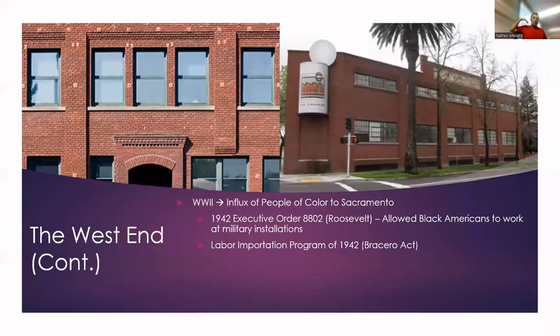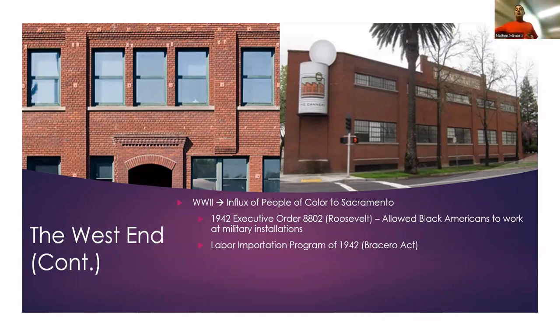All right, so during World War II, going into the 1940s, there was, much like other places in the United States, an influx of people of color to Sacramento. The reason for that is because Black Americans, because of Executive Order 1942, were allowed to work at military installations. And here in Sacramento, we had two very powerful Air Force bases throughout most of the 20th century until they both effectively closed during the Clinton administration, during the back end of the 20th century, essentially.